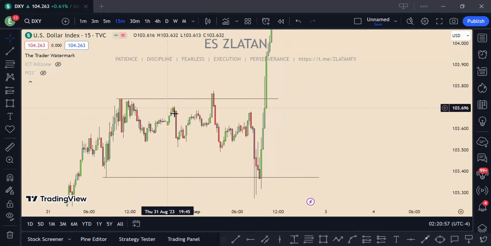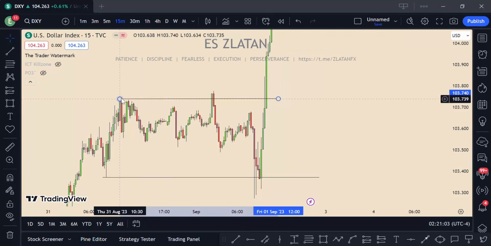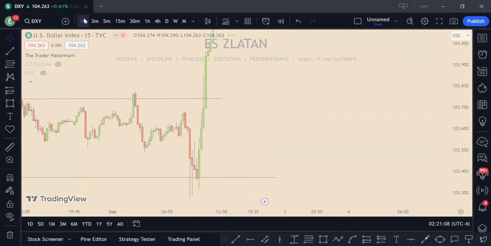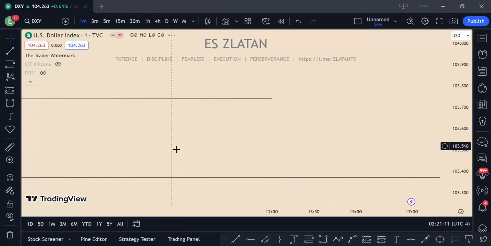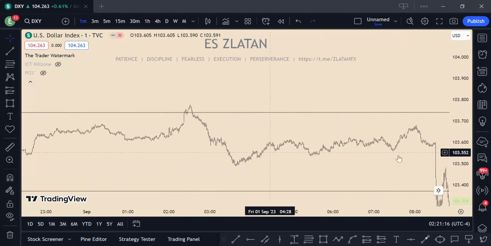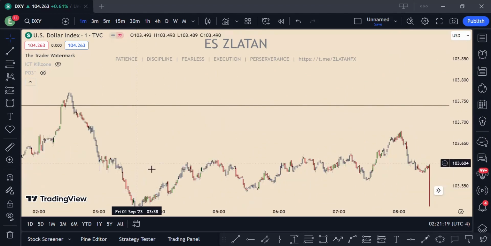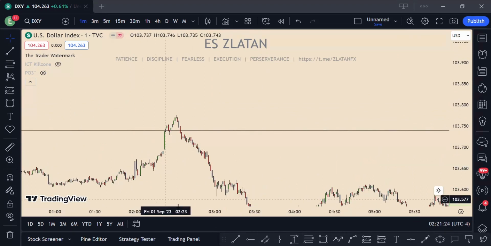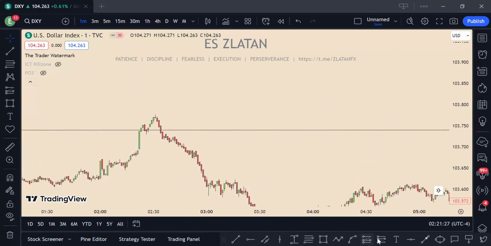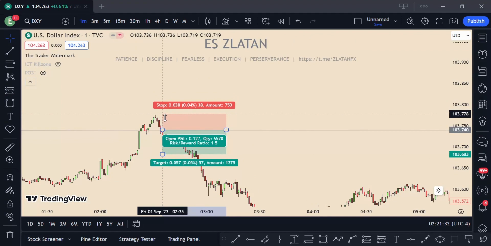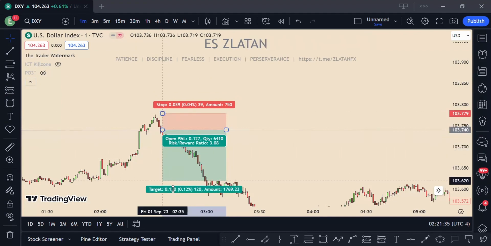And another way to enter is when price takes out the low or the high like this, you go into your lower time frame. This is your 1 minute. Once price takes out this and comes back into the range, I can as well take this with my stop loss at just that high, and expect price not to take it out.